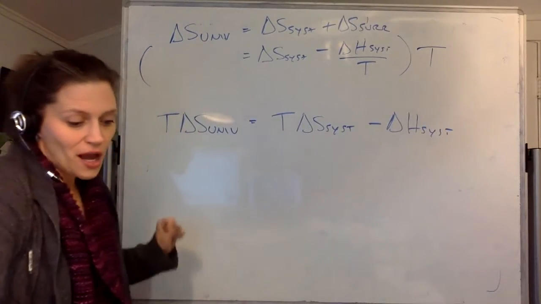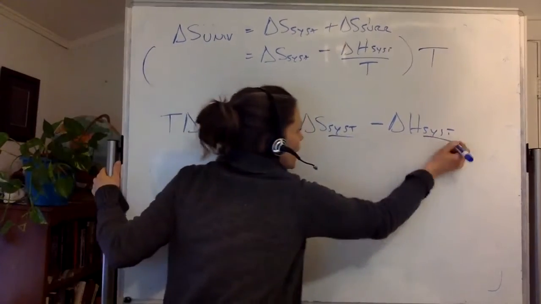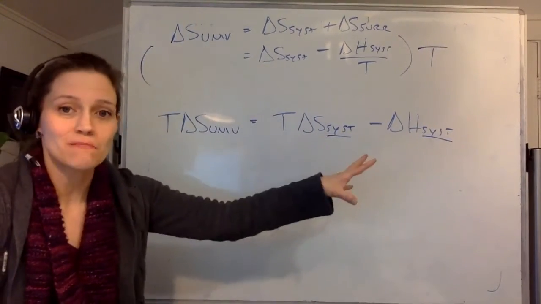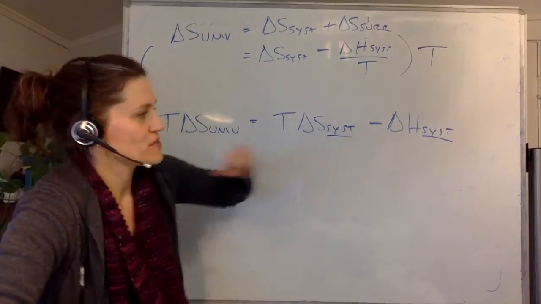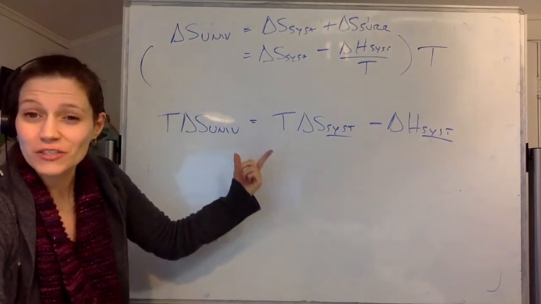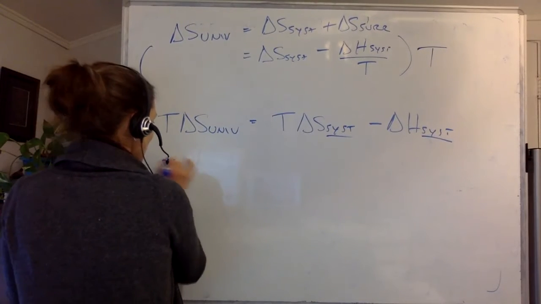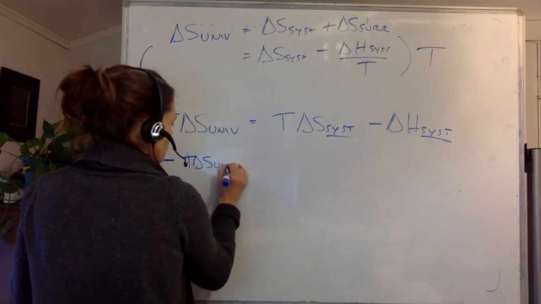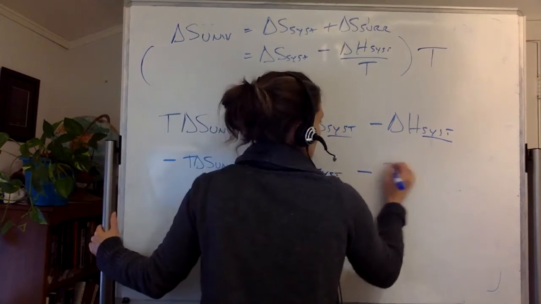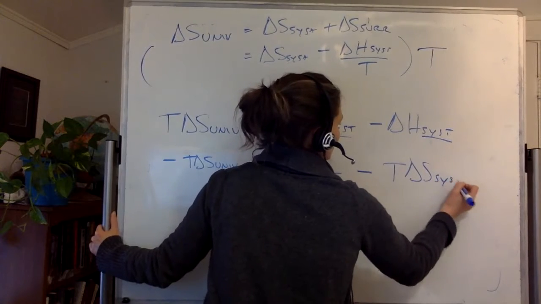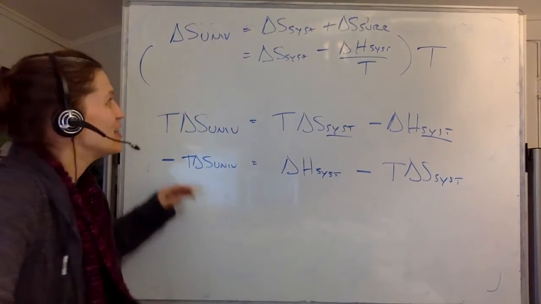Okay, so the other thing I'm going to do now is emphasize that here on the right-hand side, I have everything in terms of my system. I don't have to define my surroundings at all, which is awesome, but I've also got this negative sign, so that's a little tricky. So I'm going to rearrange this algebraically just to make it a little cleaner. So I'm going to say that minus T delta S of my universe is equal to delta H of my system minus T delta S of my system. Go team. Okay, I'm hoping this is looking familiar.